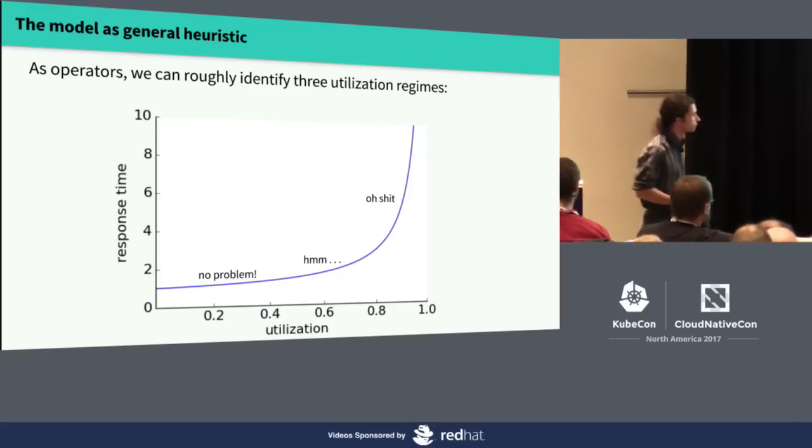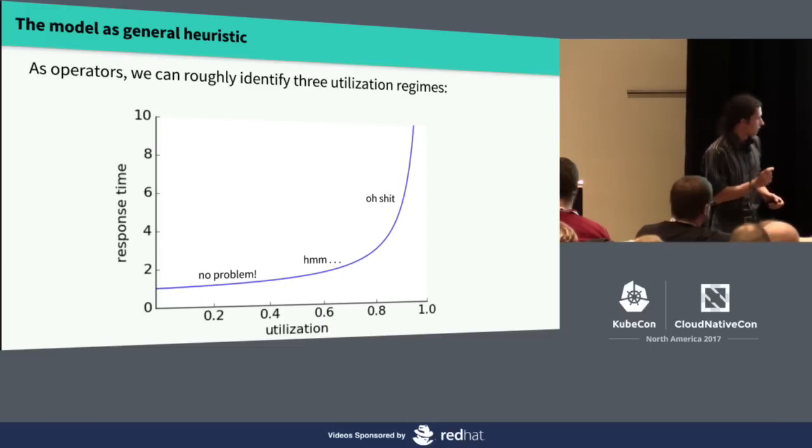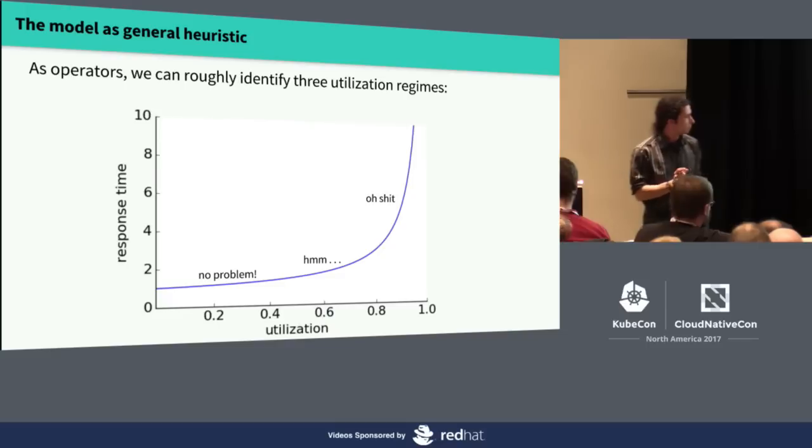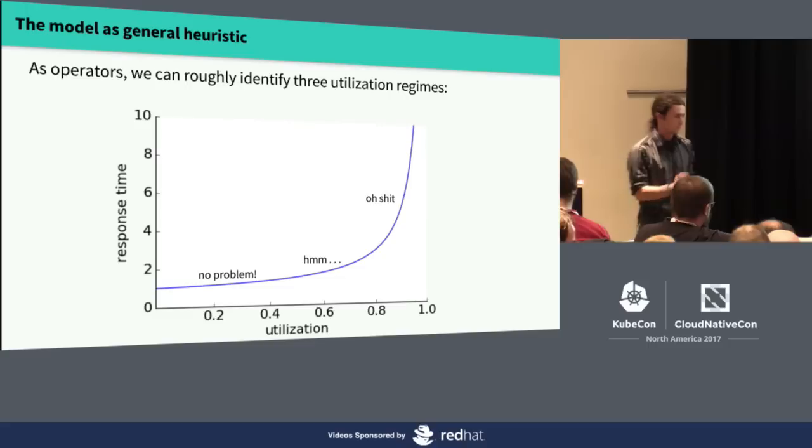For example, if we're choosing resource limits for our pods, there's a big difference between going from a little bit of utilization to a little bit more utilization when your utilization is low, and going from utilization to a little bit more utilization when your utilization is high. The latter is very, very bad.